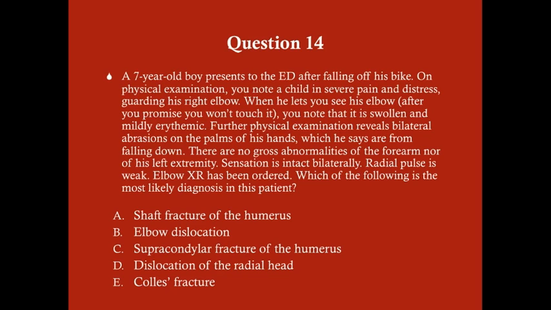Which of the following is the most likely diagnosis in this patient? A. Shaft fracture of the humerus. B. Elbow dislocation. C. Supracondylar fracture of the humerus. D. Dislocation of the radial head. Or E. Colles fracture.